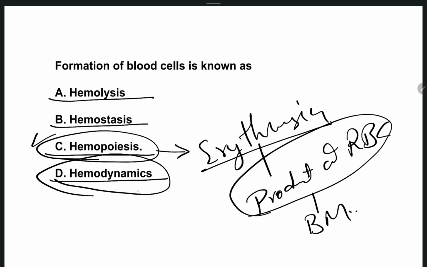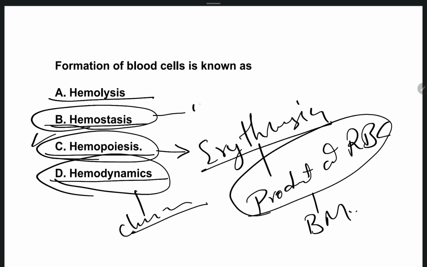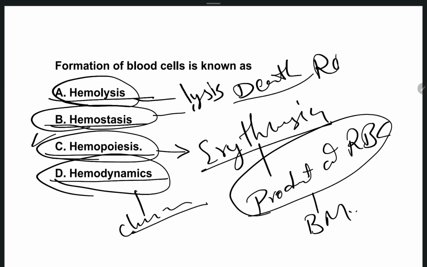Hemodynamics is nothing but changes in the circulatory system. Hemostasis is nothing but stopping of the blood leakage, otherwise hemorrhage. And hemolysis is the lysis. Lysis is nothing but death. Death of the RBC.